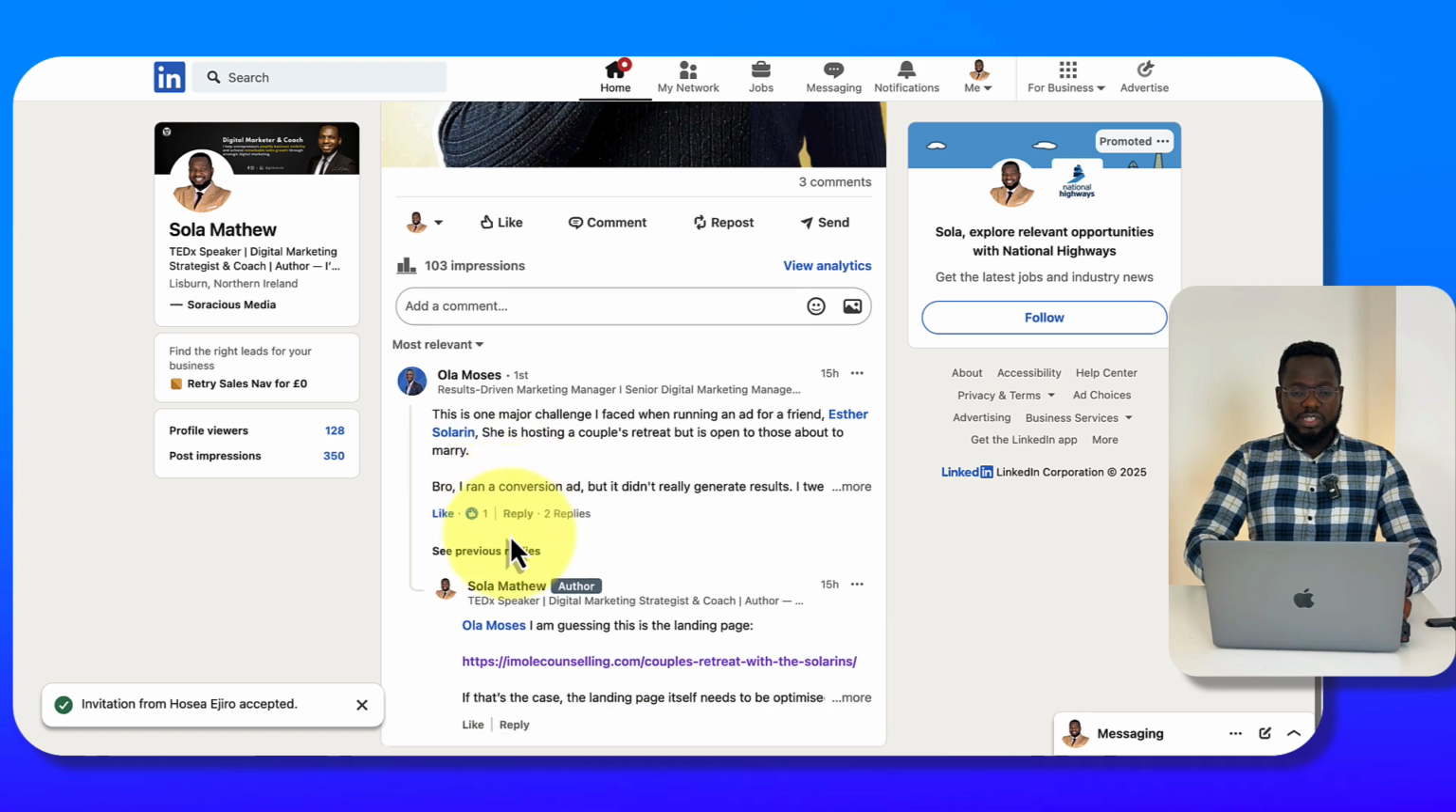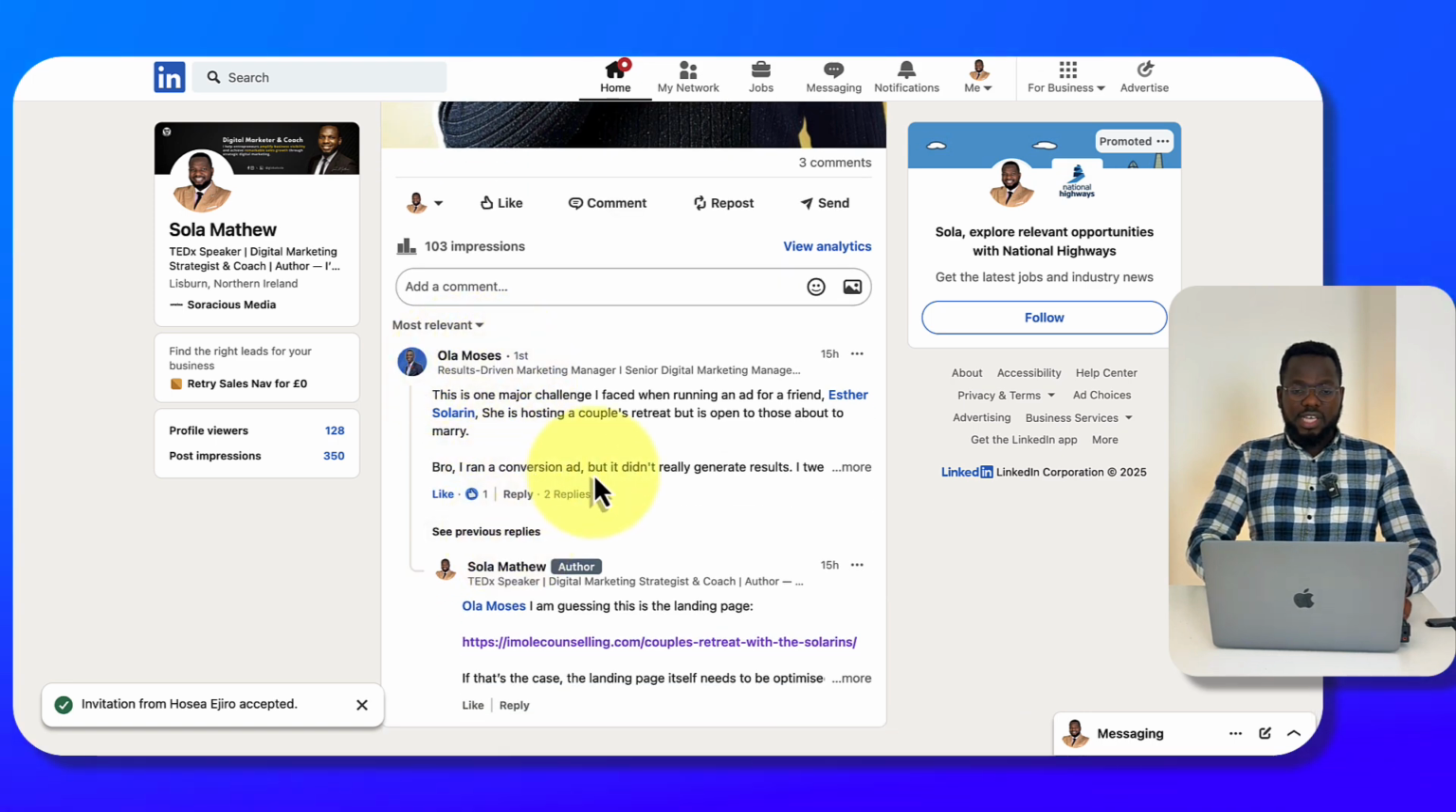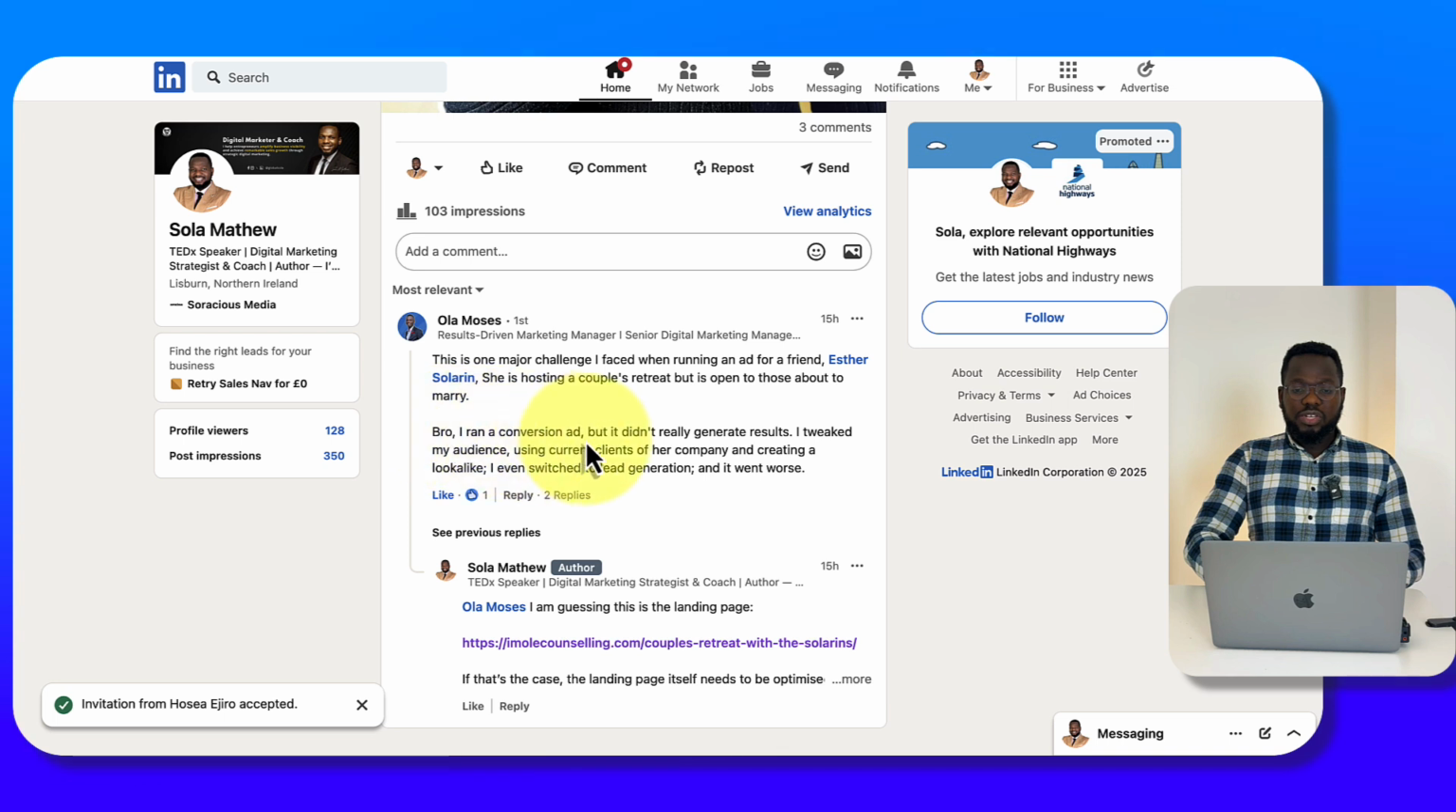And there was this comment by Ola Moses, and he talked about a marketing challenge, almost the same thing that I was facing. But this one is in terms of generating qualified leads, in terms of generating sales. And he said that he was able to run conversion ads, and in fact even use custom audience or lookalike audience, and he still did not get results. So he said it got worse. That's the word that he used here.